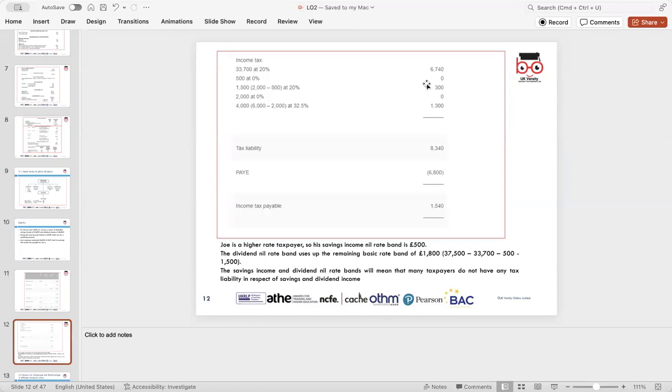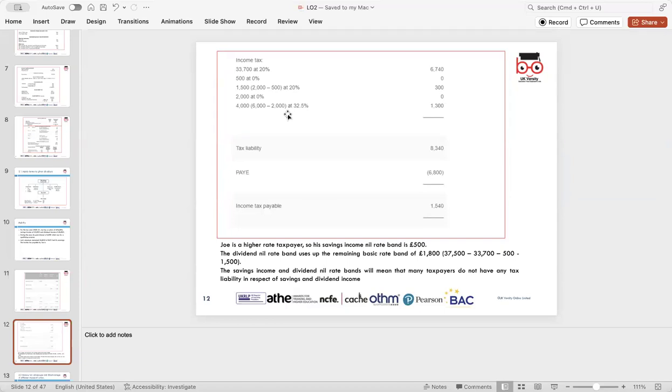So next, we consider Joe's savings income. He has 500 pounds of savings income taxed at 0% rate, resulting in no tax liability. The remaining 1,500 pounds of savings income is taxed at the basic rate of 20%, resulting in 300 pounds of income tax. Moving to his dividend income, he has 2,000 pounds taxed at the 0% rate, resulting in no tax liability.